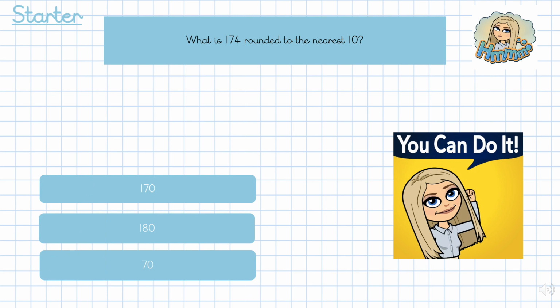Here's your quiz for today. What is 174 rounded to the nearest 10? Is it A, 170, B, 180, or C, 70?